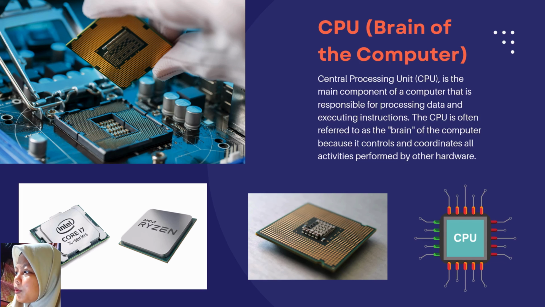Next, the CPU, the brain of the computer. The CPU processes all instructions from software or hardware. It acts as the control center, coordinating the activities of other components like RAM, hard drives, and input or output devices. The performance of the CPU is crucial, as it determines the speed and efficiency of the computer in performing tasks. That's why it is often called the brain of the computer.